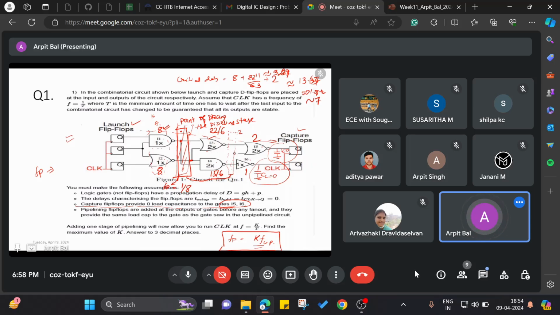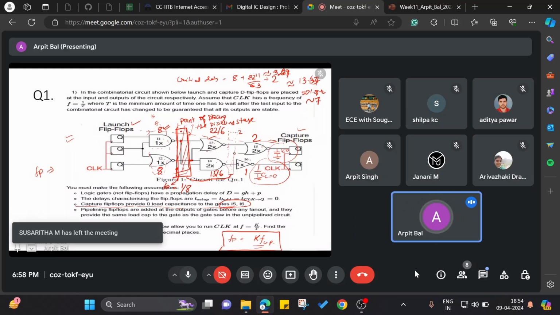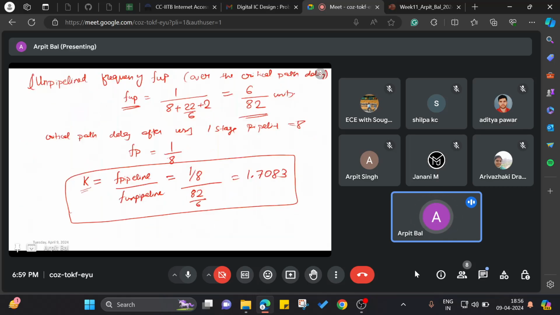So I need to figure out a point which is having delay close to 7. The closest point available to me is this one, that red rectangle that I have drawn there, because at that point the critical delay from the launch flip-flops to that point is 8. That is close to 7, right? So that's why I place the pipeline stage there. If I place the pipeline stage there, then the critical delay is 8. So my F pipeline is going to be 1 by 8. I have FUP, that is unpipelined, as 6 by 82. So K will be the ratio between that, that is 1.7083.